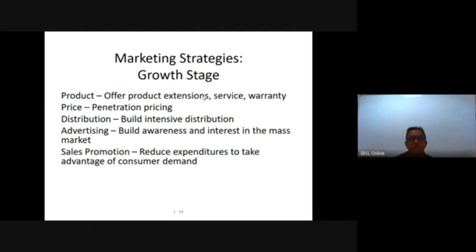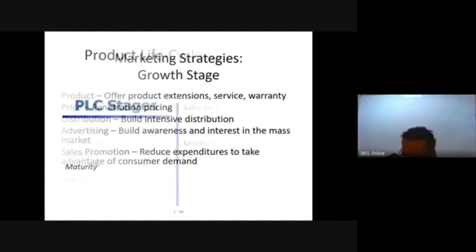Build intensive distribution means you now, more than being selective, can intensify your distribution methods or distribution channels. Advertising, build awareness and interest in the mass market. Sales promotion, reduce expenditure to take advantage of consumer demand. The brand is now known. Maybe you do not spend much on sales promotion because the product has already been trialed by the potential customers.